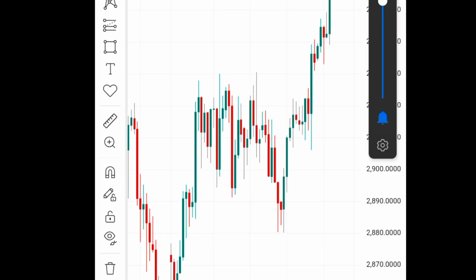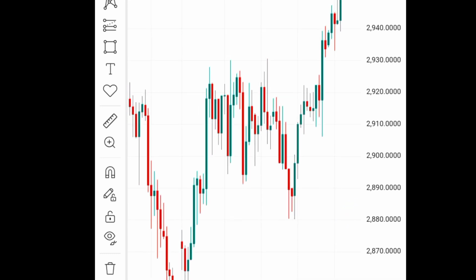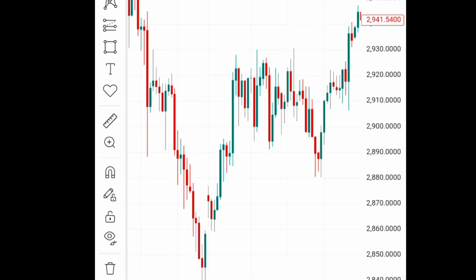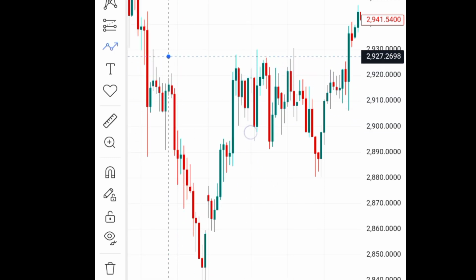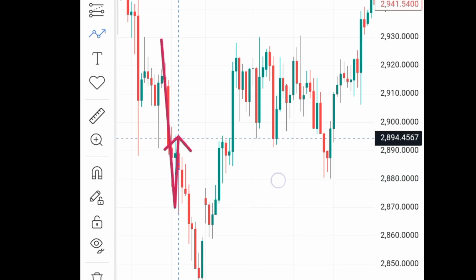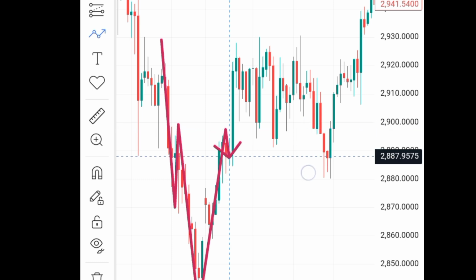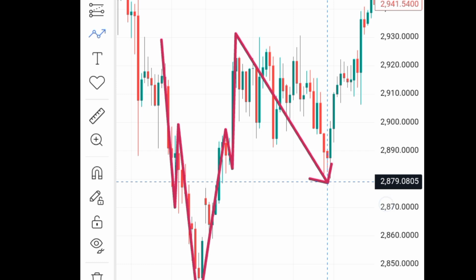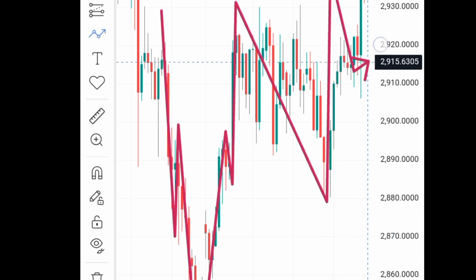Let's get there. So for us to trade this strategy effectively, you should know your market structure. So first, let us mark our market structure. So we've seen this market coming down this way, create structure, break to the downside, and break to the upside, and retrace back, and then we see this to the upside itself.